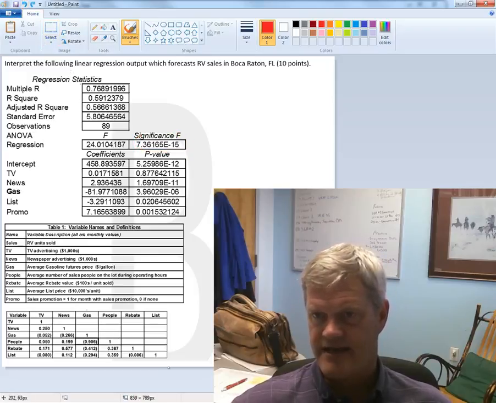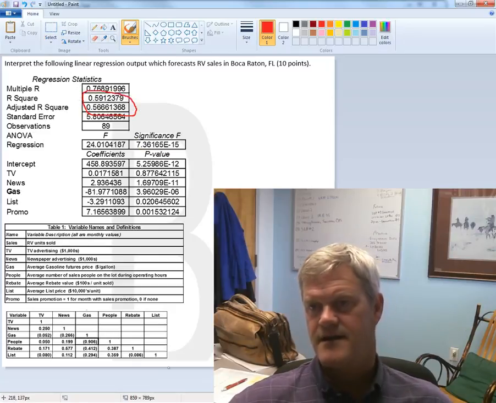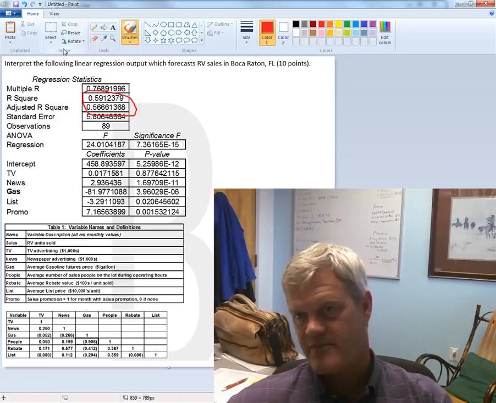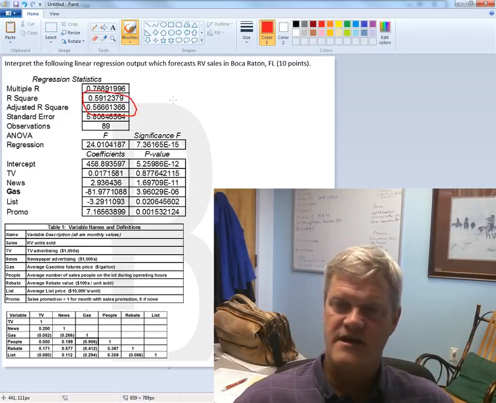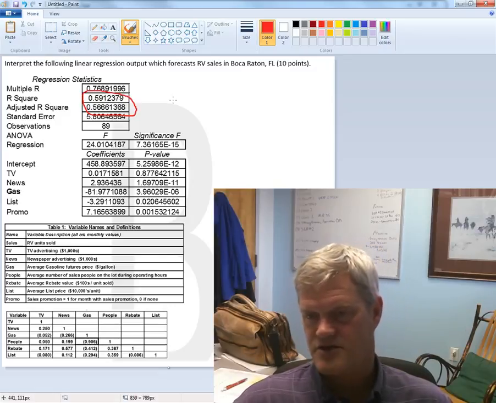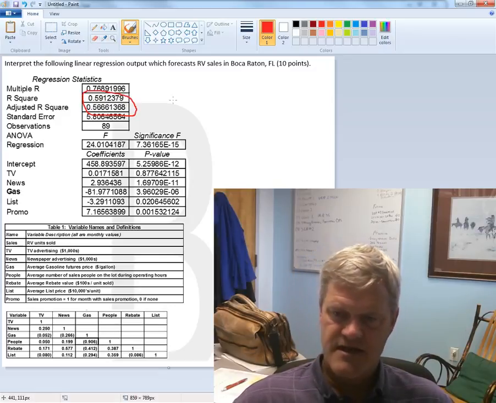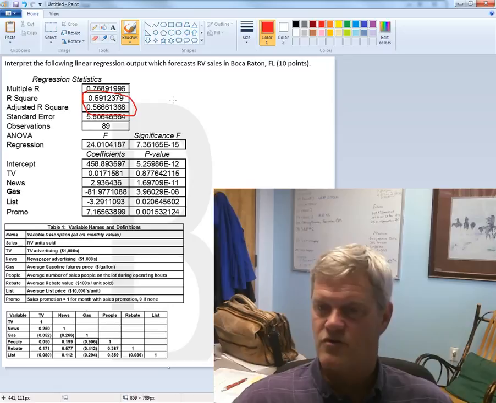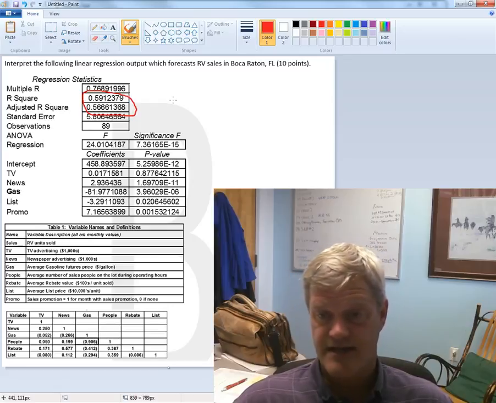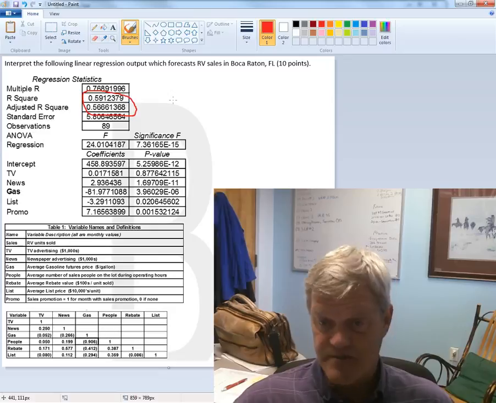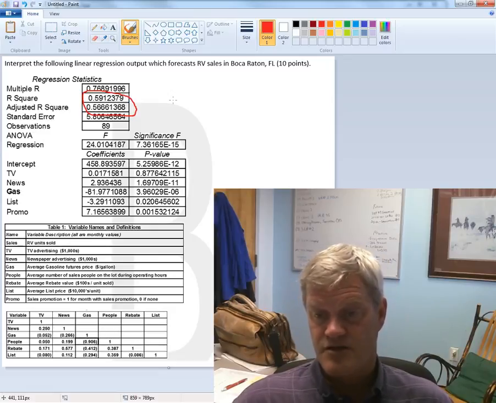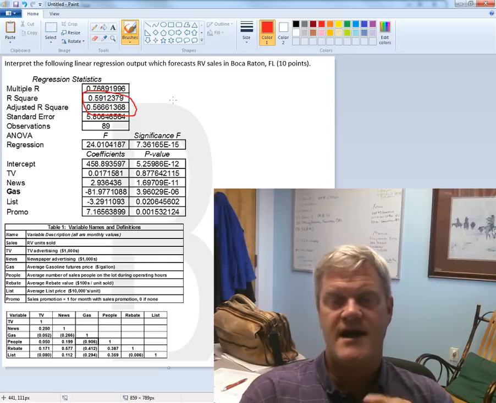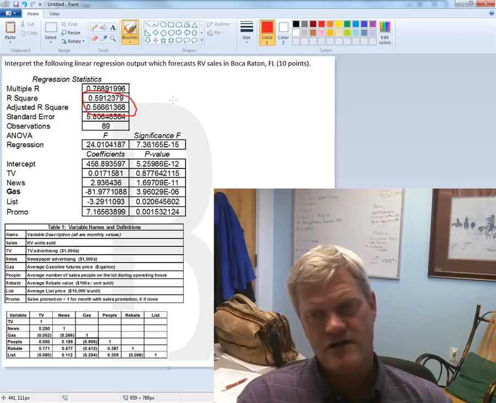Next thing I would look at is the R-square value, or the adjusted R-square value. These are pretty similar. Let's just think about the R-square. This is the percent of variance that is explained by the model. So this particular model is forecasting sales of RV units, and it's using several different variables to predict that, such as how much TV advertising did we spend, how much newspaper advertising, what's the price of gas, things like that.